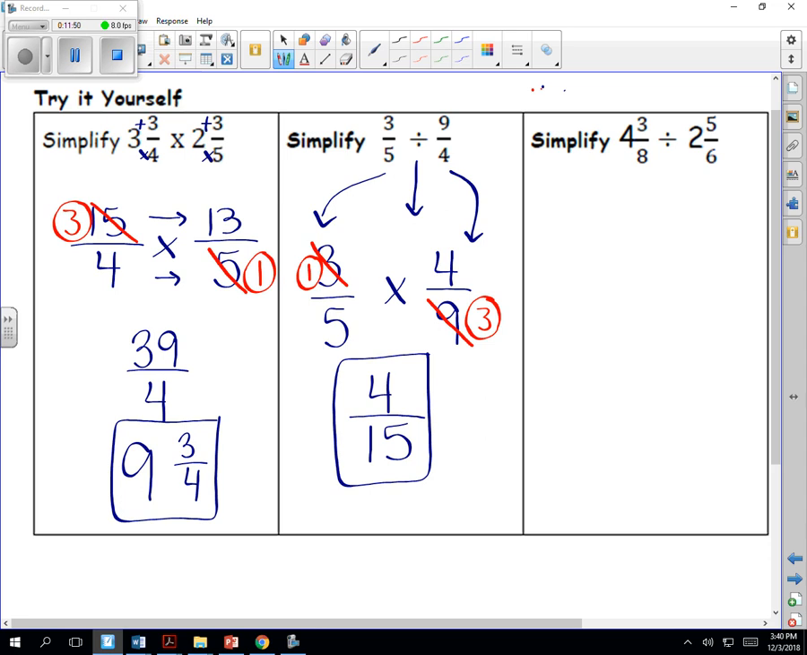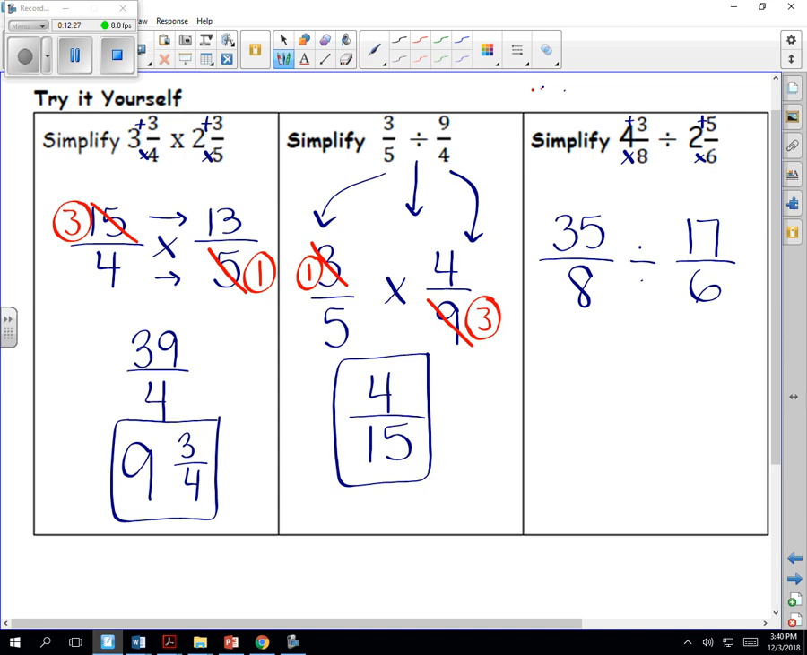And then just one more problem for today. I have two mixed numbers, and it's a division problem. So step 1 is to change the mixed numbers to improper fractions. So 8 times 4 is 32, plus 3 is 35/8, divided by 6 times 2 is 12, plus 5 is 17, so that's going to be 17/6.